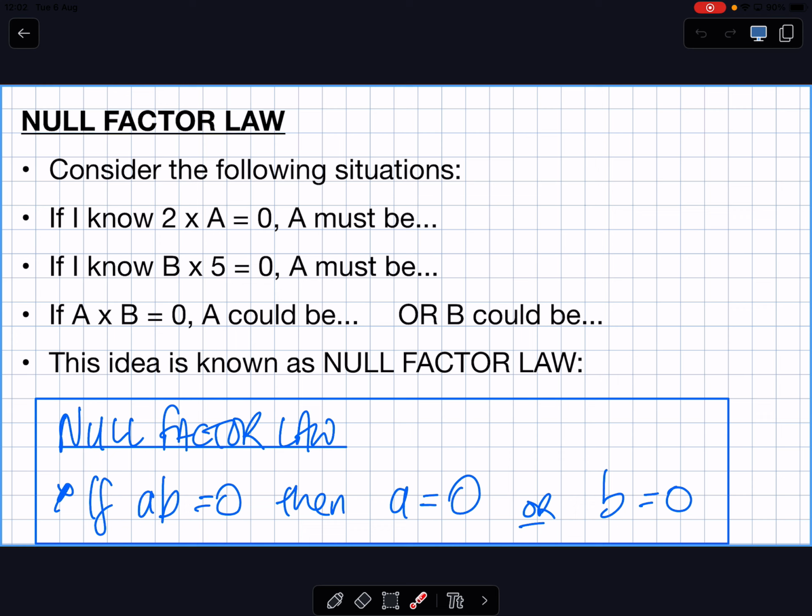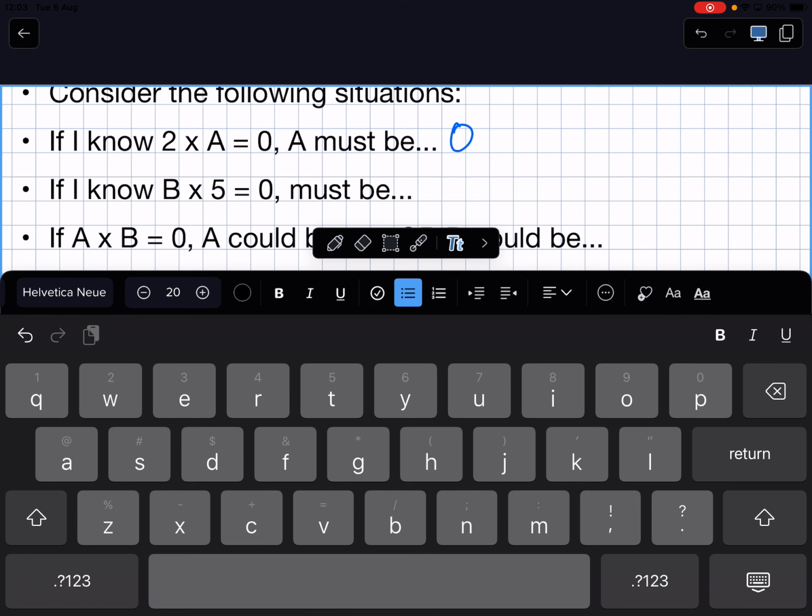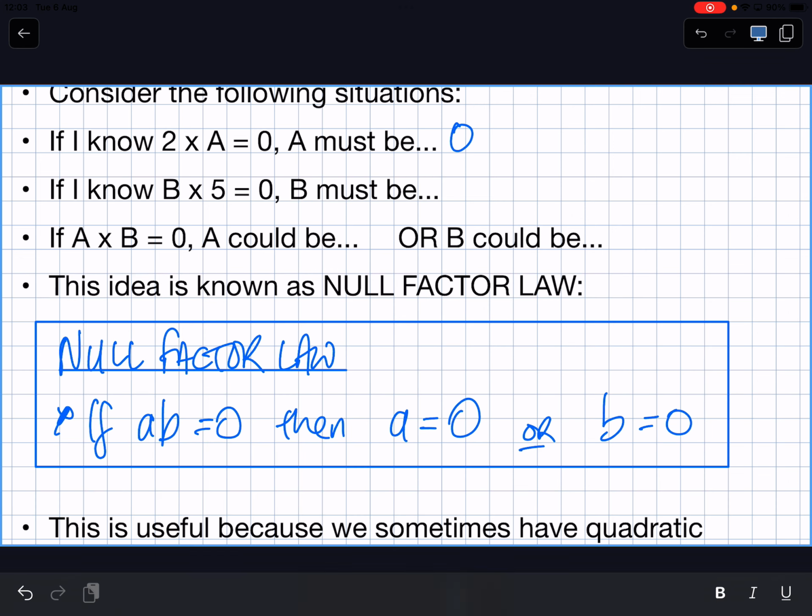If I know 2 times a equals 0, what must a be? The only way that is going to be true is if a is 0, because 2 is 2. Now let's switch it around. If I know b times 5 is equal to 0, b must be what? 0.